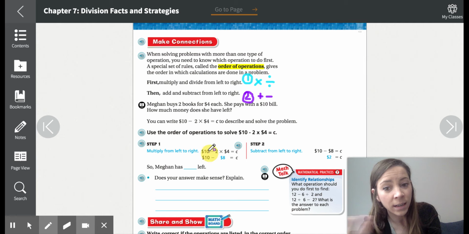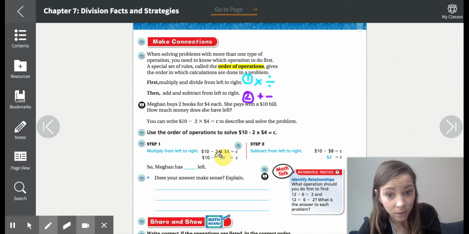Now, I didn't use the 10 or the minus sign, so that's why they copied that down, because we still have to do that, okay? So we still have to do the 10 minus, and now we've already figured out what 2 times 4 really equals. It's 8. So now we're going to do 10 minus 8. What is 10 minus 8? That would be step 2. Subtract from left to right. 10 minus 8 is 2. So she has $2 left.